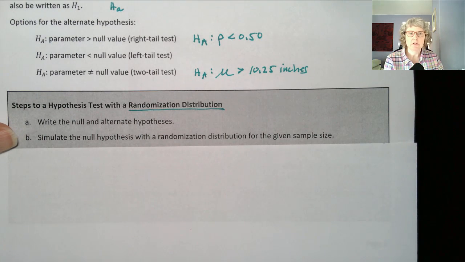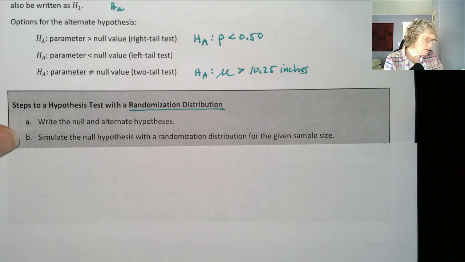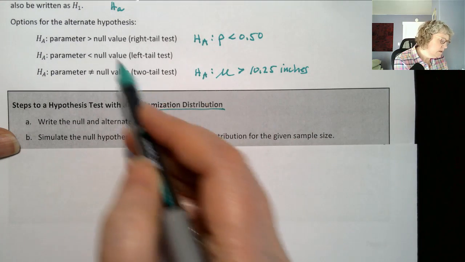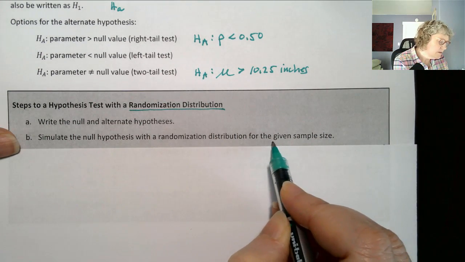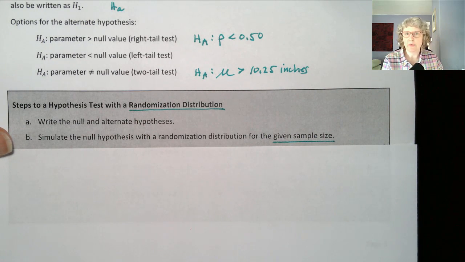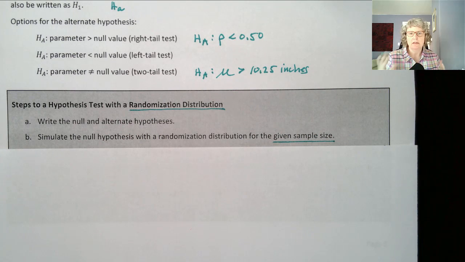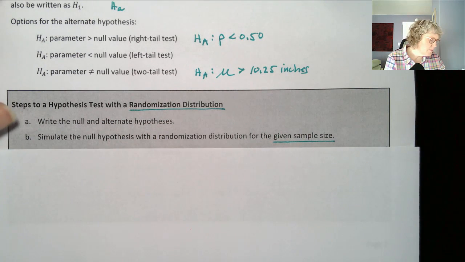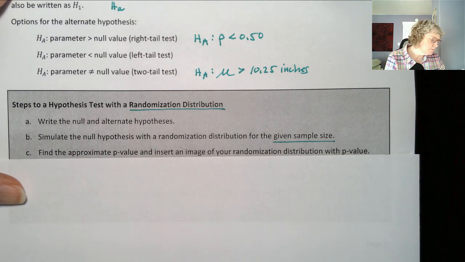Then we're going to simulate the null hypothesis with a randomization distribution. Even though we're setting up our hypotheses in advance, we also need to know the sample size in order to make that randomization distribution. As we've seen, smaller sample sizes will give a wider distribution. The bigger your sample size, the less sample-to-sample variation you'll have, so the narrower your distribution will be. So the sample size does matter. Even if you didn't have your data yet, we would need to know what the sample size is to make this randomization distribution.